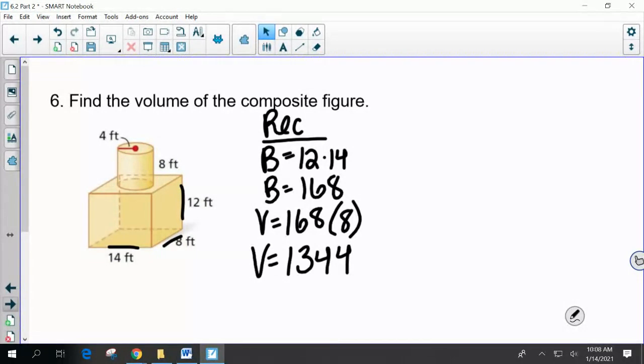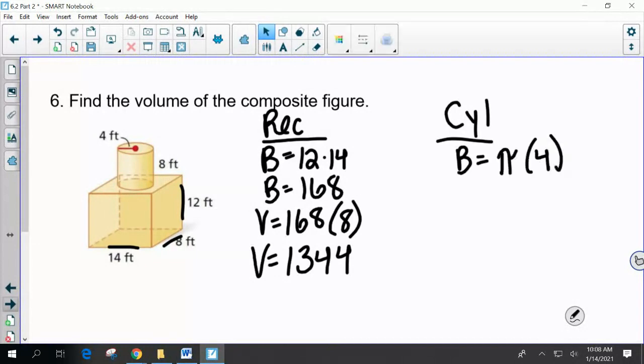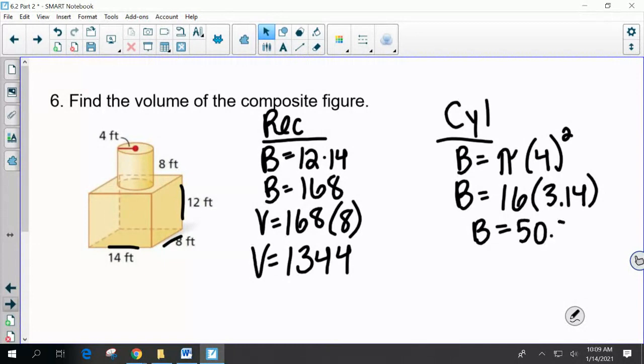Okay, now the cylinder, it matters what number I put where. So for the cylinder, which one is my radius? 4, according to the picture, is pointing to half of the circle. So B equals pi times 4 squared. So 4 squared is what? 16. So 16 times 3.14 is 50.24. Okay, so I'm going to take that times the number I didn't use for the cylinder yet, which is 8.